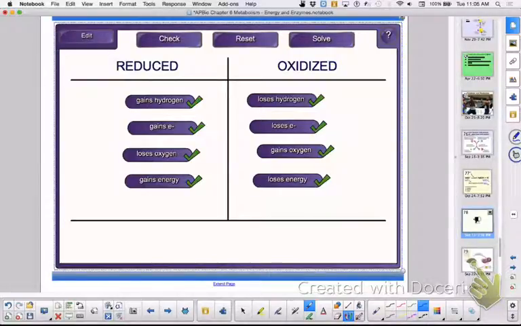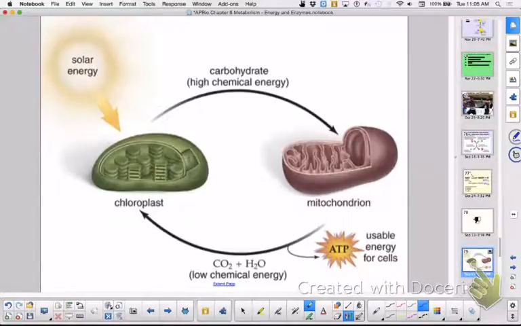All right. Now, let's take what we know about reduced and oxidized and use this to talk about both photosynthesis and cellular respiration. They talk about following the money, right? In a crime or something. This time I want you to follow the energy. So here, follow the energy through.